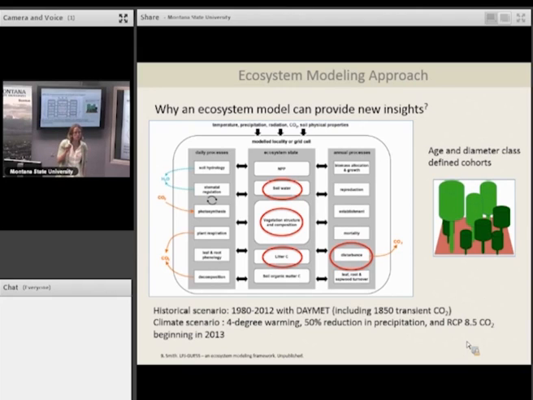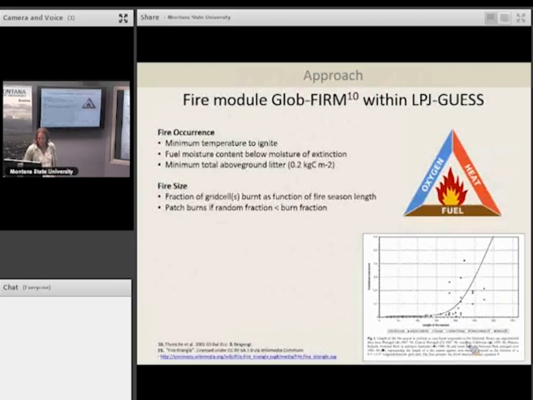So the fire model within LPJ-GUESS calculates fire occurrence. There's a minimum temperature, a minimum fuel moisture, and a minimum aboveground litter required for fire to spread. The fire size is calculated using empirical relationships. So the plot on the bottom right is just showing the relationship between the length of the fire season and the fractional area burned.